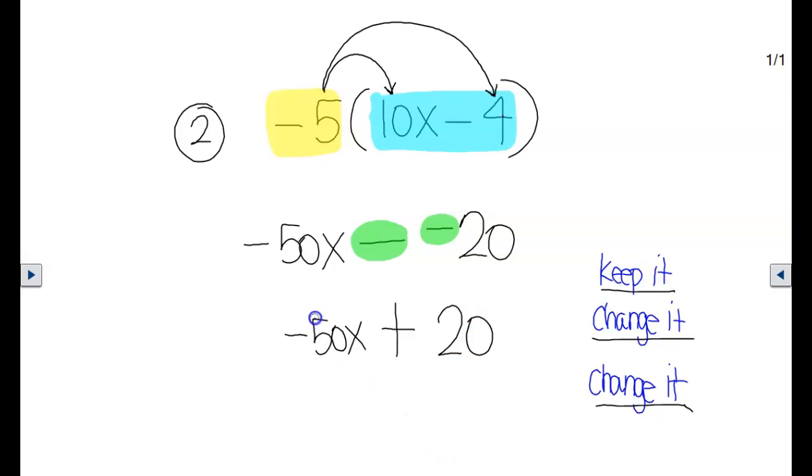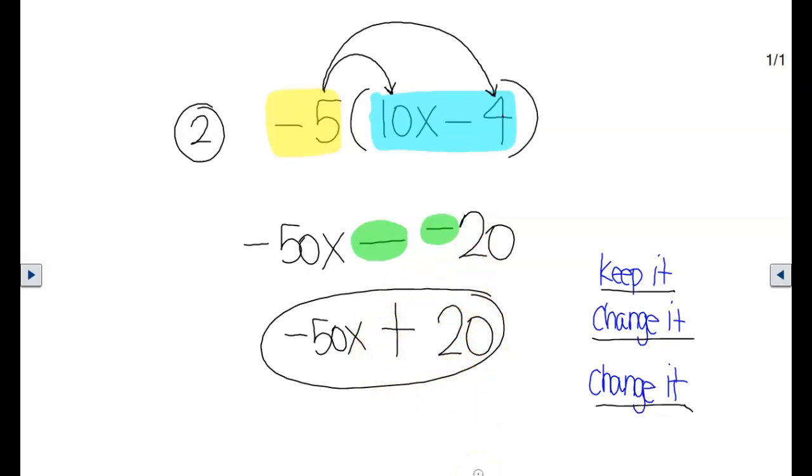So instead of negative 50x minus a negative 20, this is the answer that I would want you to give me: negative 50x plus 20. Now I want to point out something here. Your negative 50 is still negative 50. But notice your negative 20 is now a positive number. You have a positive 20 right here. It says plus 20, so it's a positive 20.